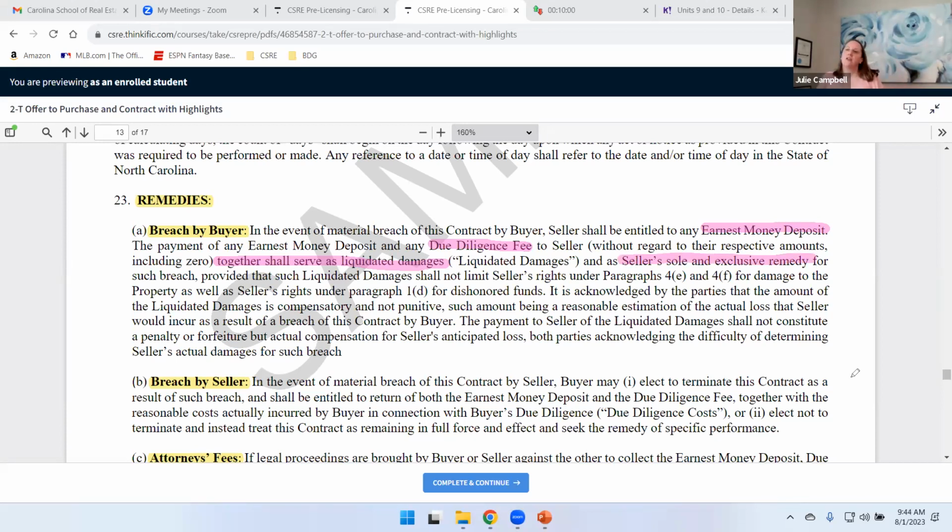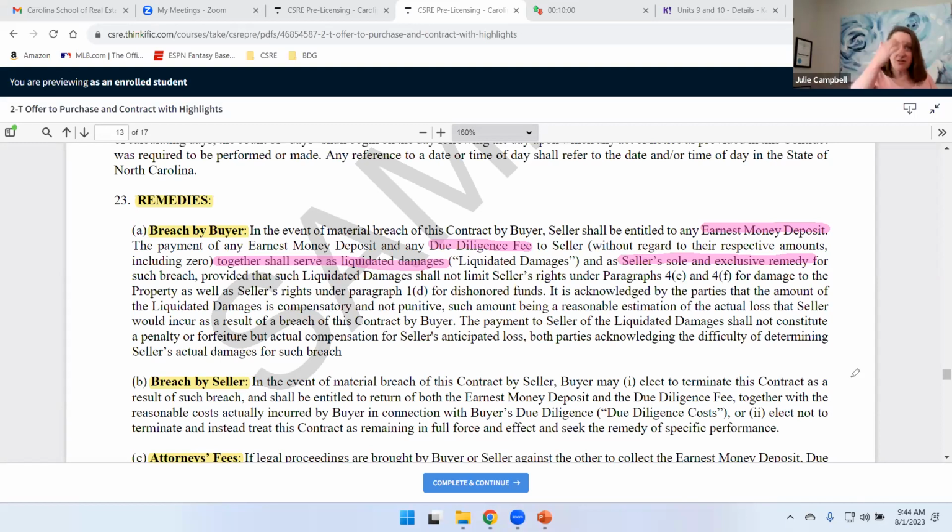Listing agents, your seller needs to understand pretty much all they're going to get is the earnest money and the due diligence. And you need to have a conversation. What if the buyer never shows up to closing? What if they don't show up to settlement? What if they terminate the day before? Understand the seller's got to make arrangements to live somewhere else. And if we're sitting the day before closing and the buyer just terminates, the seller probably is either under contract to purchase a home or they have a lease signed.